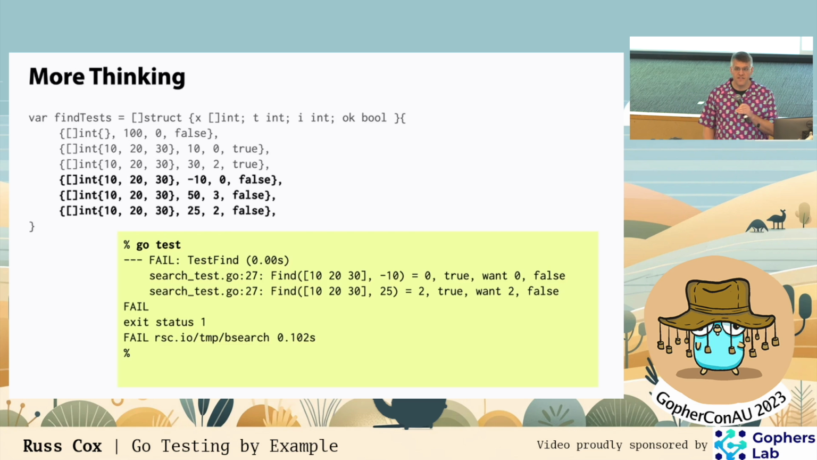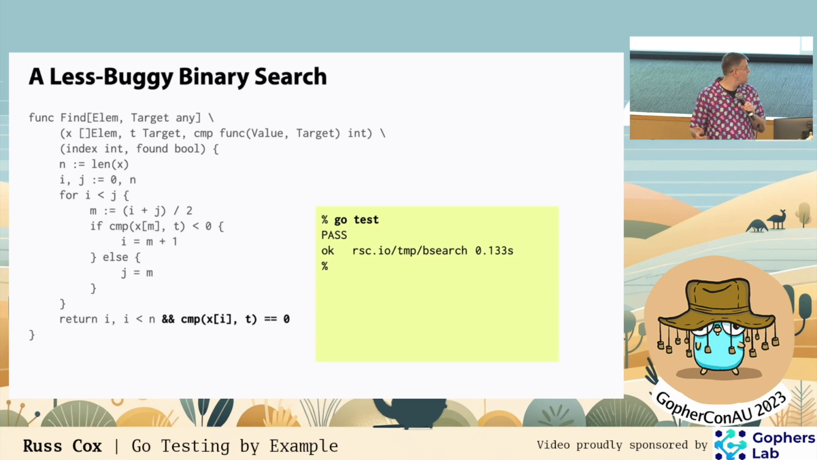Now, when we run these tests, it turns out they fail, because while the returned index i is correct, the boolean indicating whether the target is present is wrong. So if we look at that, reading the code, clearly the return statement is wrong. It was only checking that the index was in range, and we need to add the code in bold that checks that the value is actually equal to the target. So we make that change, we run the tests, and now they pass.